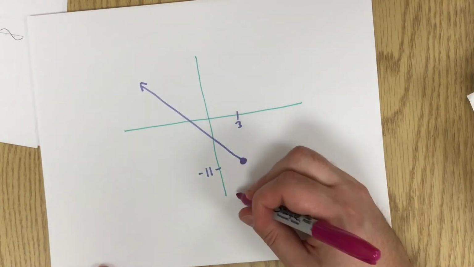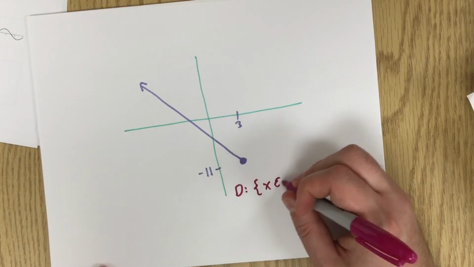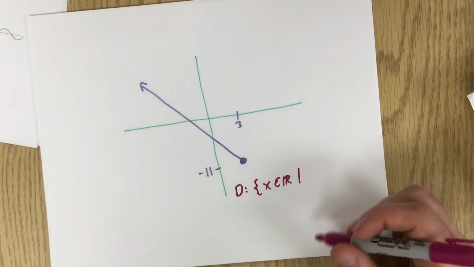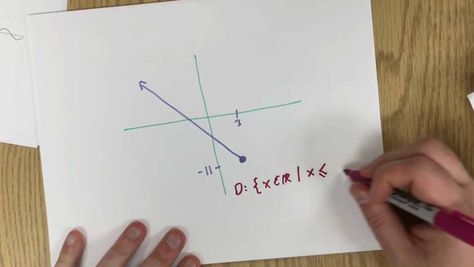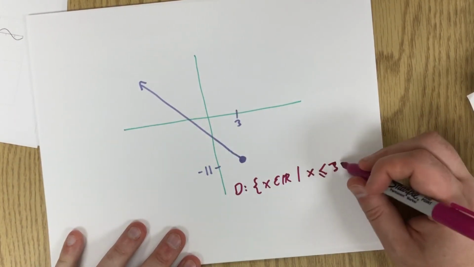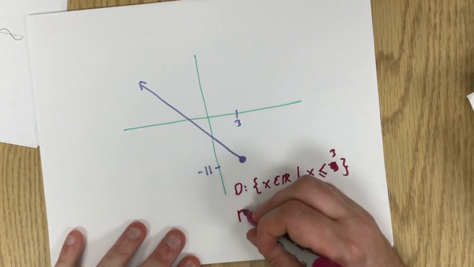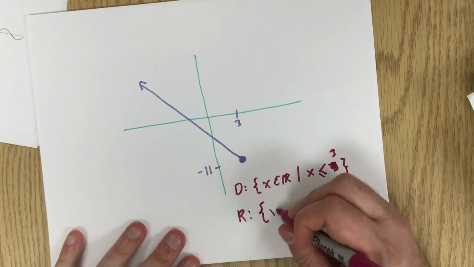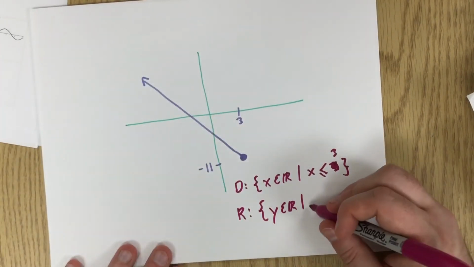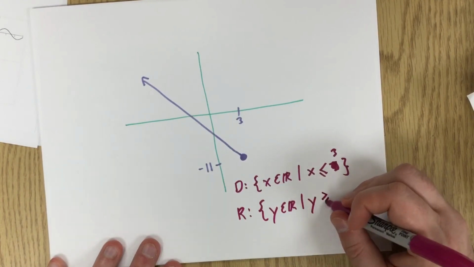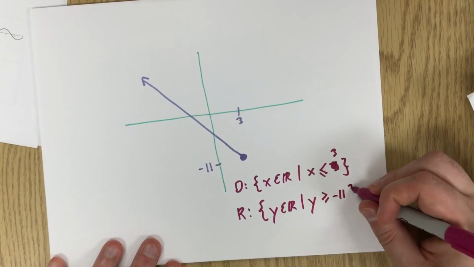This is just more of the same. Not that exciting, actually. It's a boring example. So I'll go through it fast. x is an element of real numbers. It has to be less than 3, but it could be equal to it. Less than or equal to 3. And the range, y is an element of real numbers. It has to be bigger than negative 11. So y is bigger than or equal to negative 11, because it's a filled dot.